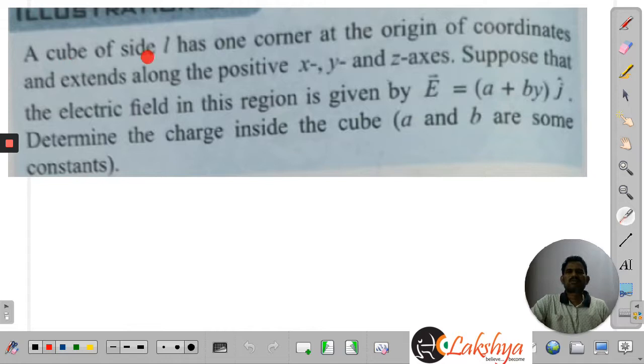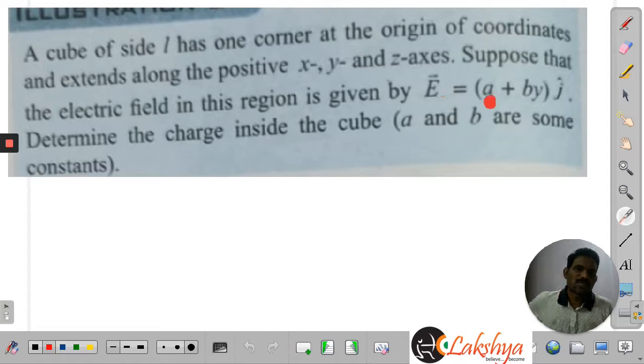A cube of side L has one corner at the origin of the coordinate system, extended along the positive x, y and z axes. Suppose that the electric field in this region is given by E bar is equal to A i cap plus, see, A plus B y j cap. Determine the charge inside the cube. That means here the electric field is given.